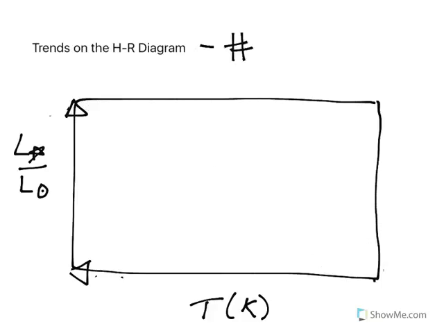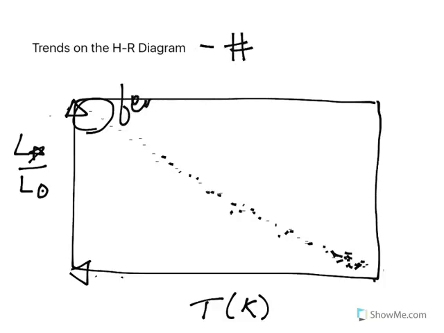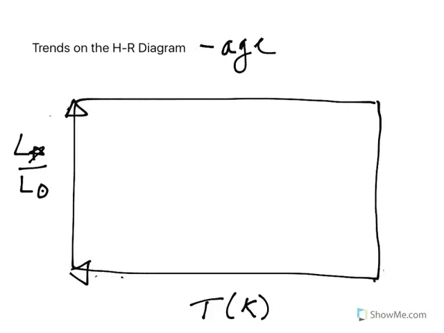So if we populated the main sequence with dots, with each dot representing a star, you'd have fewer of them at the upper left, and you'd have a lot more of them down at the bottom right, with fewer and fewer in between. So you have the fewest ones at the upper left, and you have the most dots down at the bottom right. Let's look at the trend in age.